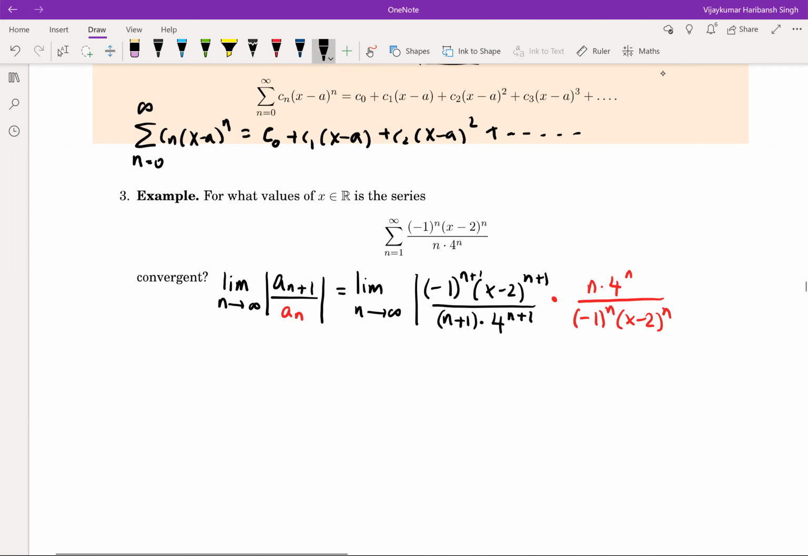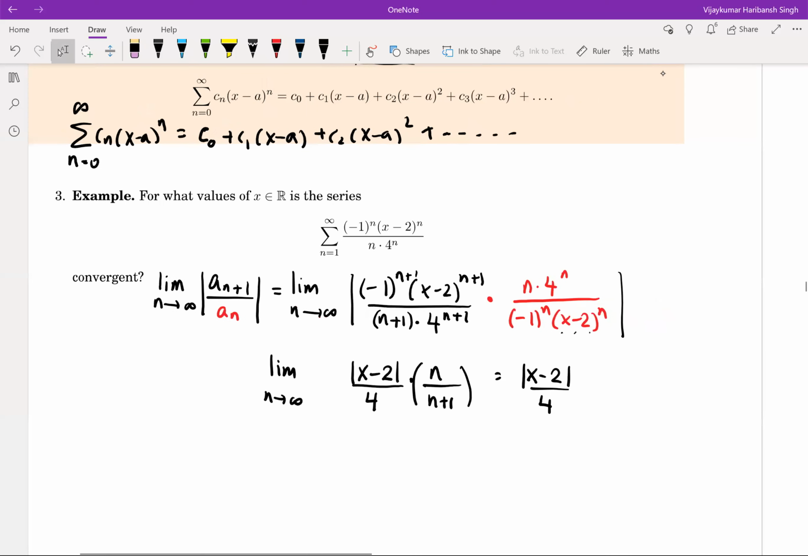Now let's see. Because of the absolute value sign, the (-1) to the power will disappear. You have (x-2)^n and (x-2)^(n+1), so what will survive? |x-2|, limit as n goes to infinity. Now what will survive in the bottom? The 4^n and 4^(n+1) will cancel, and you'll have basically 4. Then there is n and n+1, so n upon n+1. If you look at this limit, this is going to be |x-2|/4, and this is less than 1.